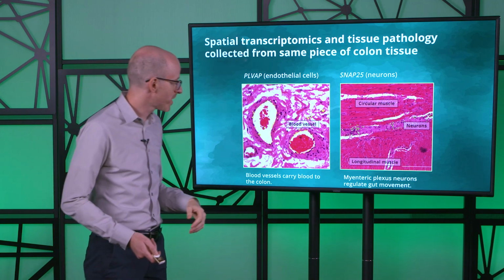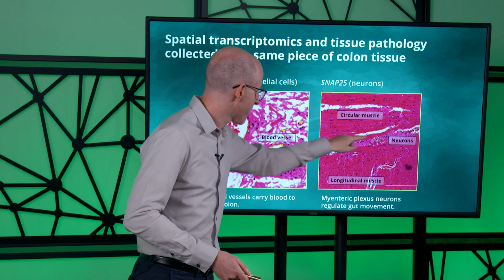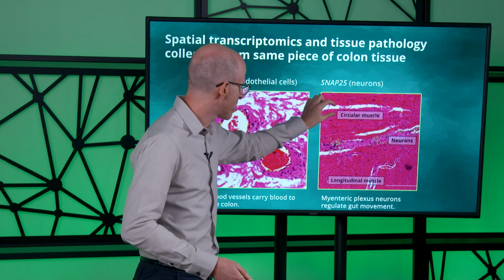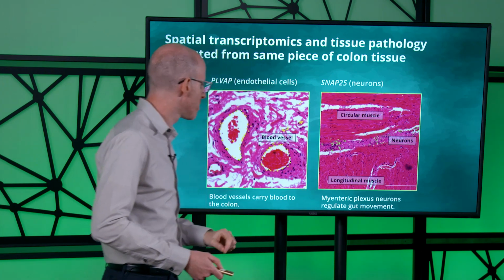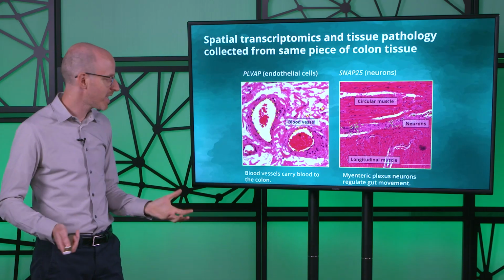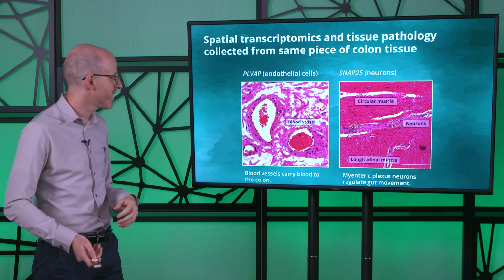Another gene I want to show is SNAP25. This is a gene that's expressed in neurons. It's involved in your neurons making synapses, and the neurons are here and here in this myenteric plexus or nerve fiber that's in between the circular muscle and the longitudinal muscle. So again, the spatial transcriptomics is really highlighting to us specific genes that mark cell types and states that we know are important in the tissue.